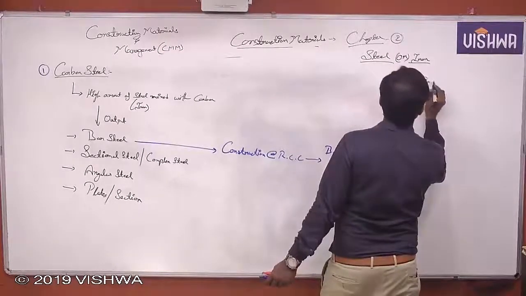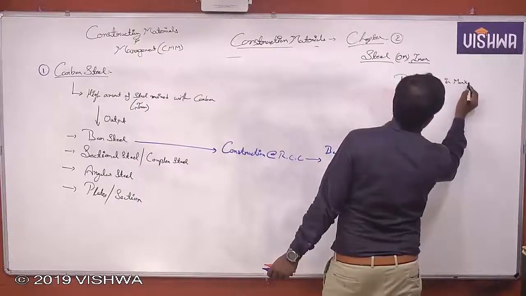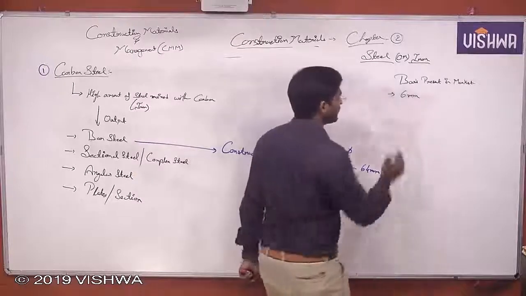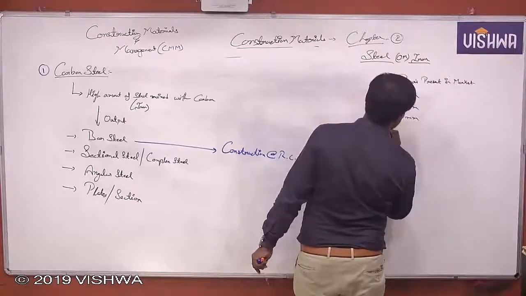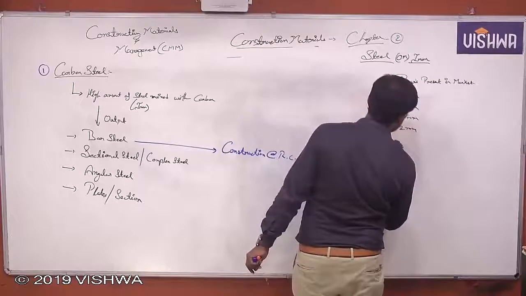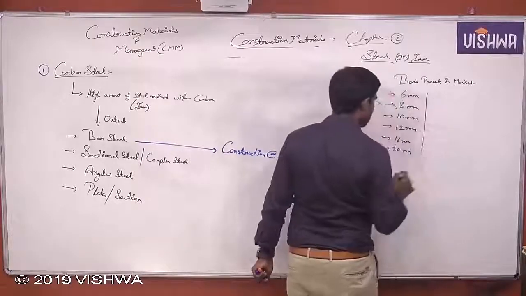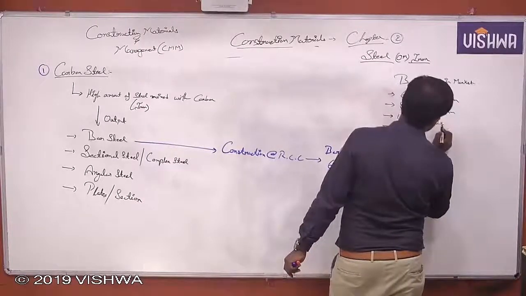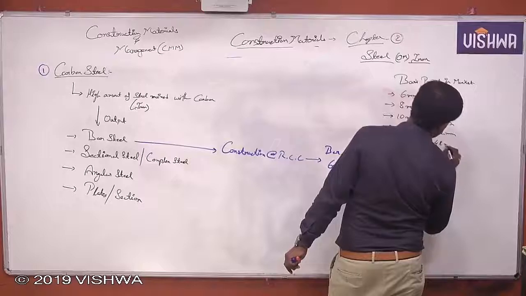the bars present in the market are in general 6 mm, 8 mm, 10 mm, 12 mm, 16 mm, 20 mm, 22 mm, 25 mm, 28 mm, 32 mm. Next we have 48 mm and 64 mm.